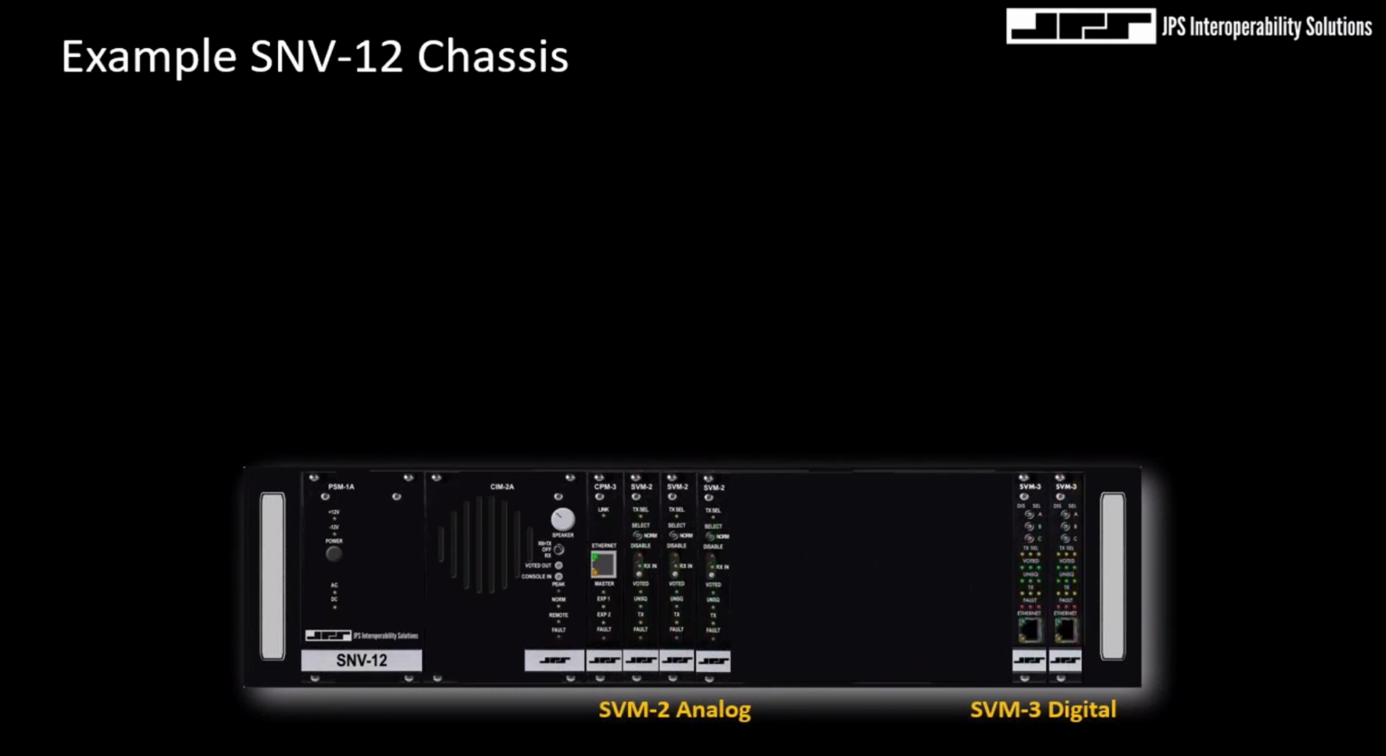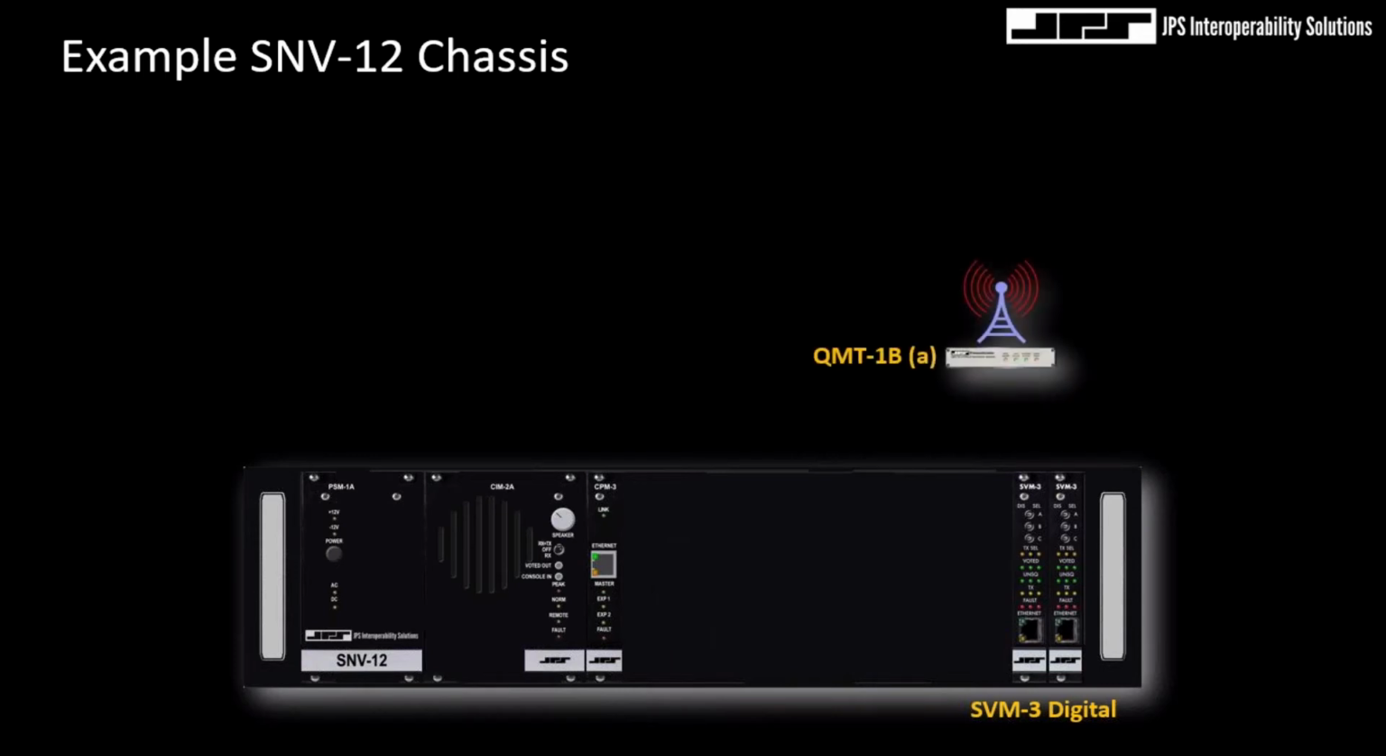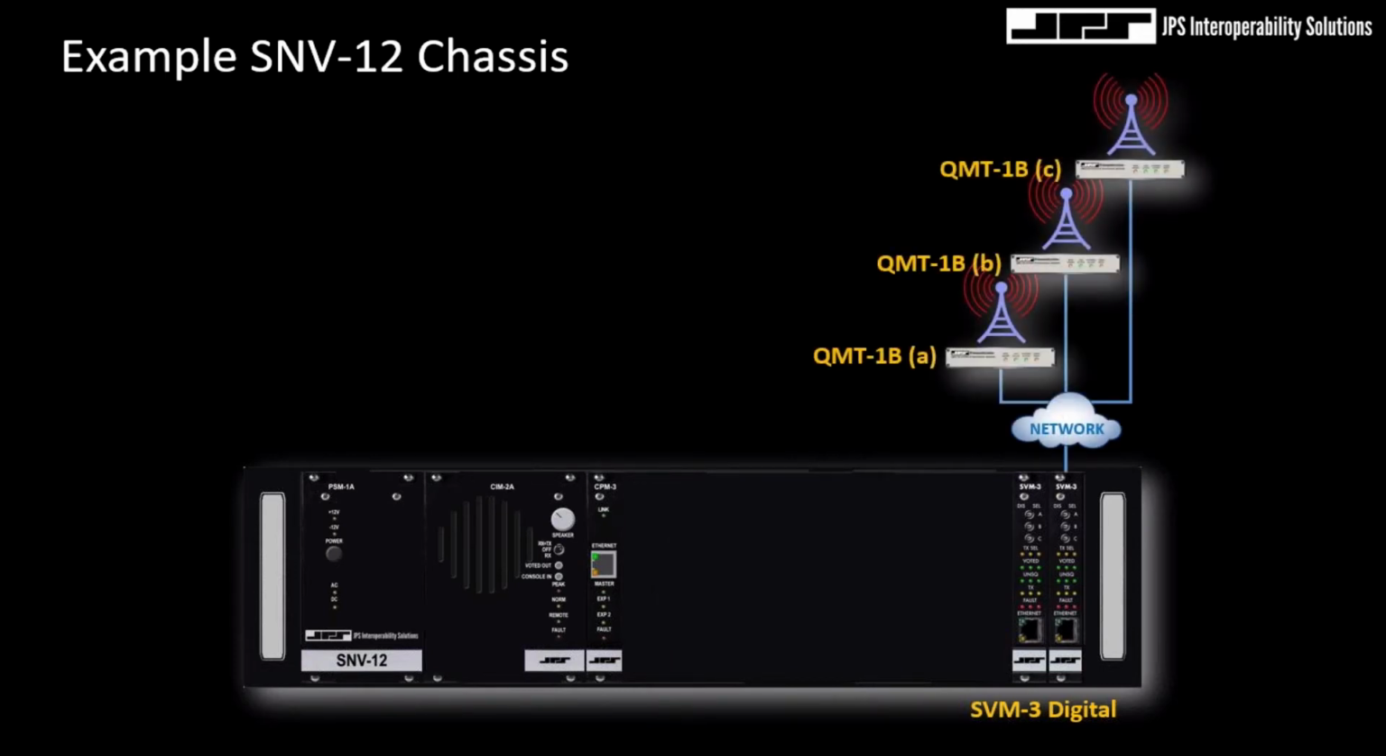So for receive audio alignment and spectral noise capture to be accurate, the SVM3 within the SNV-12 chassis and the remote QMT modules at the right of this chassis example must interact over a TCP/IP network in a very timely manner. So I think we should break down the process of voting over digital links by understanding the IP addressing and port value relationships which occur with the SVM3 in the chassis and the remote QMT module. So let's clean up the chassis and concentrate on the digital site voter modules and the QMT modules at the right of the chassis.